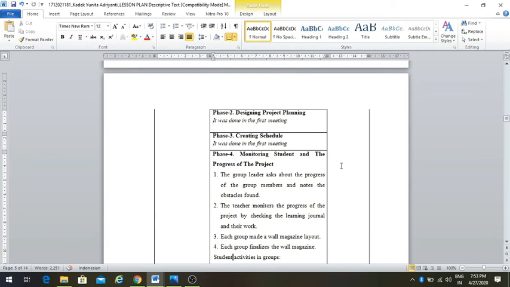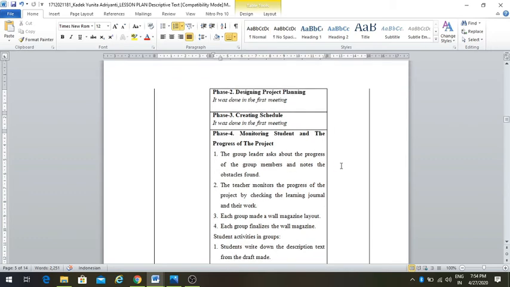So in this stage, the group leader asks about the progress of the group member and notes the obstacle found. The group leader will ask their friends what they got, how far their project is, how far they have already made the draft, etc. And the teacher monitors the progress of the project by checking the learning journal and their work. The teacher also monitors the students and then asks about the obstacle or the problem they found, and then the teacher will give a solution or suggestion for them.